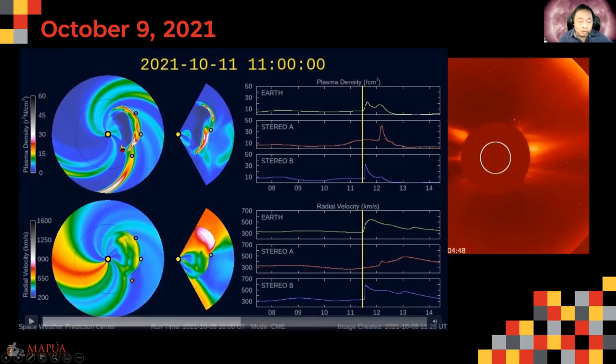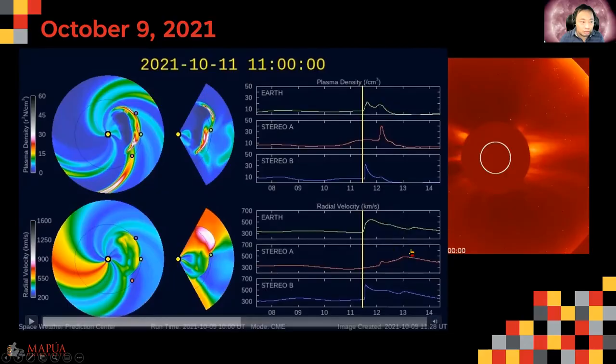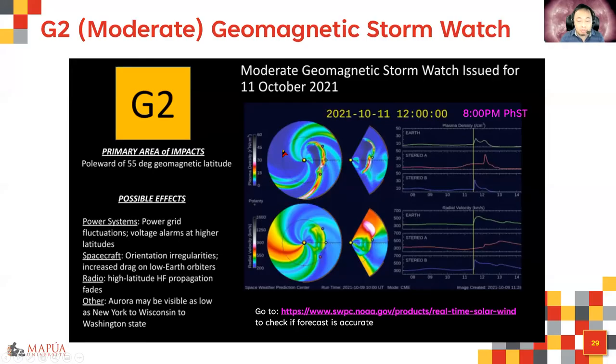So this is a mixture of how solar wind actually interacts with transient coronal mass ejections. That's why it's also important to really estimate the speed of your coronal mass ejections, which is also part of your exam the other day. When the Space Weather Prediction Center made this model, they issued a geomagnetic storm watch for October 11, and this is an updated model, by the way.